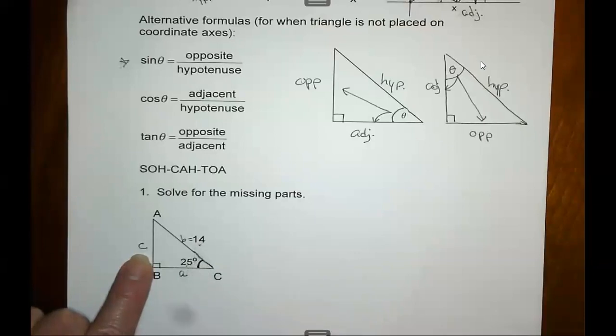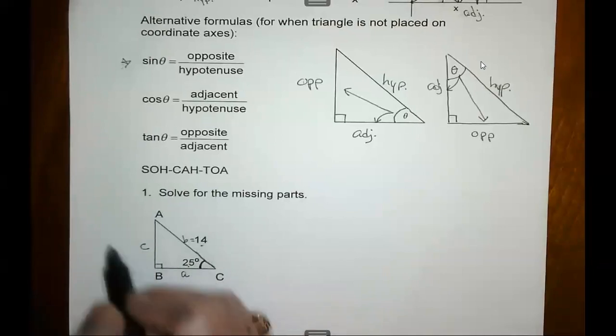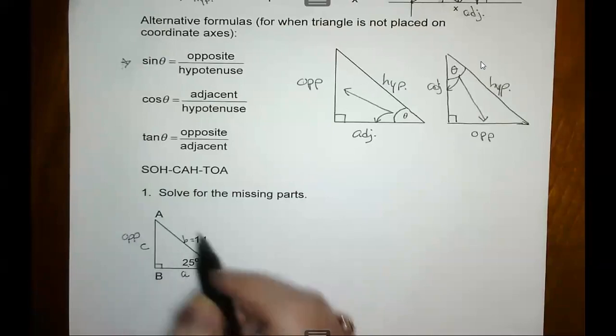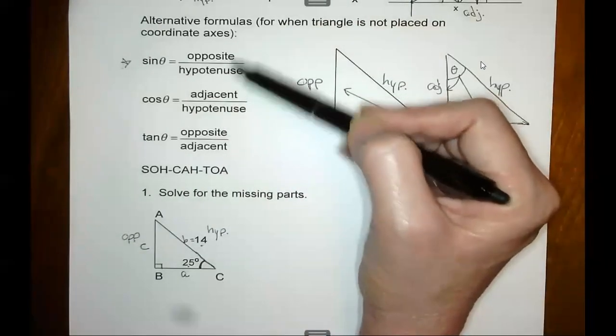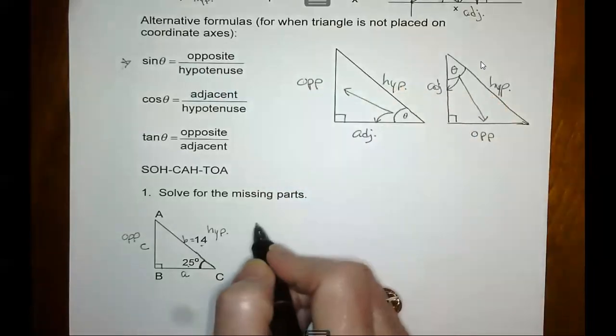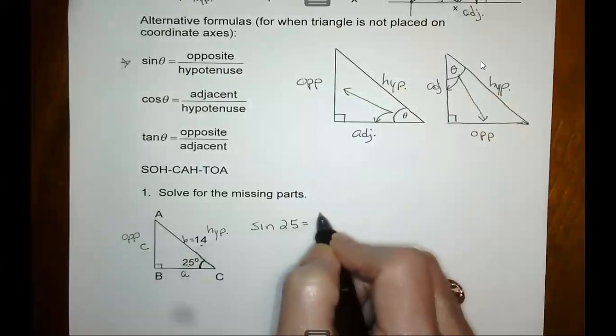I've got to have two pieces of information in my ratio. So if I'm using this angle and this unknown, then I have to use this one. In this angle, this would be my opposite side. This would be the hypotenuse because it's the longest, or across from the right angle. And so if I'm using opposite and hypotenuse, then that would be the sine ratio. So here's how I'd write it. Sine of 25 degrees equals opposite C over hypotenuse, 14.